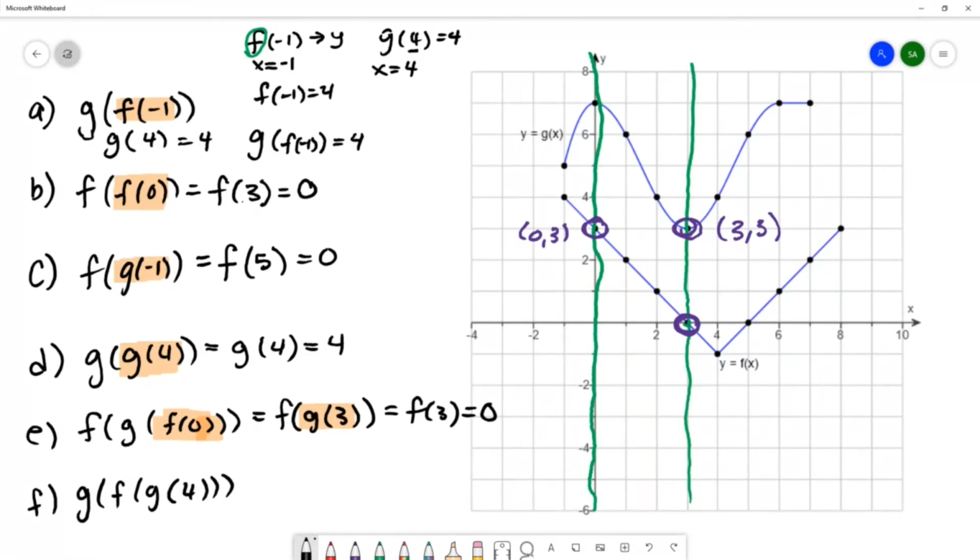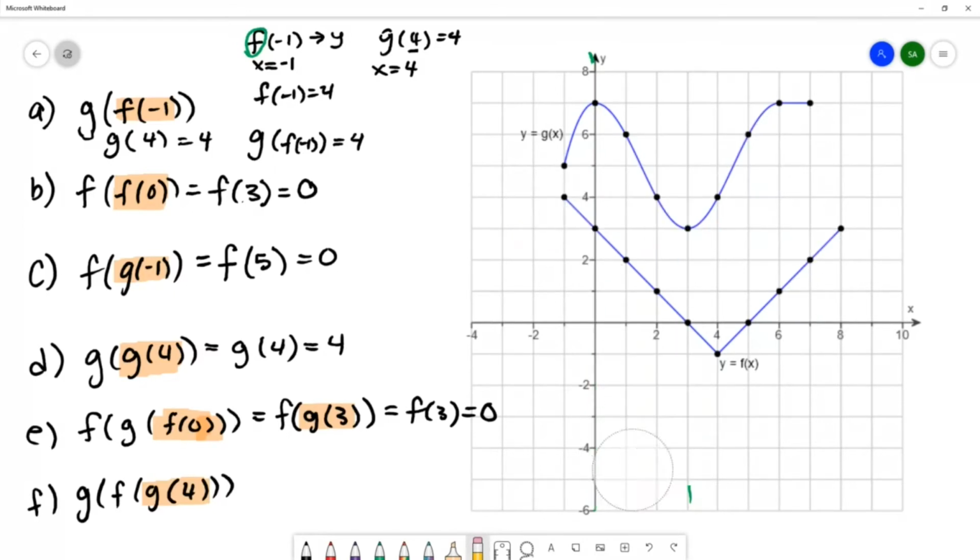Okay, one more to go. We're going to start with G of 4. So we have an x value of 4. And on the graph of G, we have this point here, which is the ordered pair for 4. G of 4 is 4.